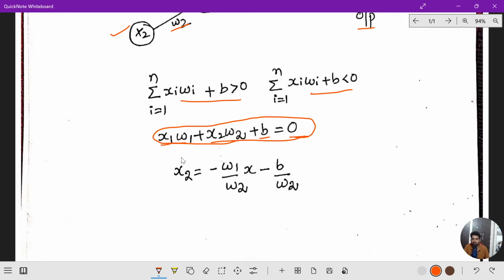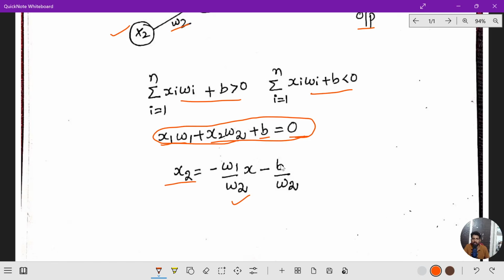If you want to find x2, it is x2 equals minus w1 by w2 times x1 minus b by w2. This is what we call linear separability.